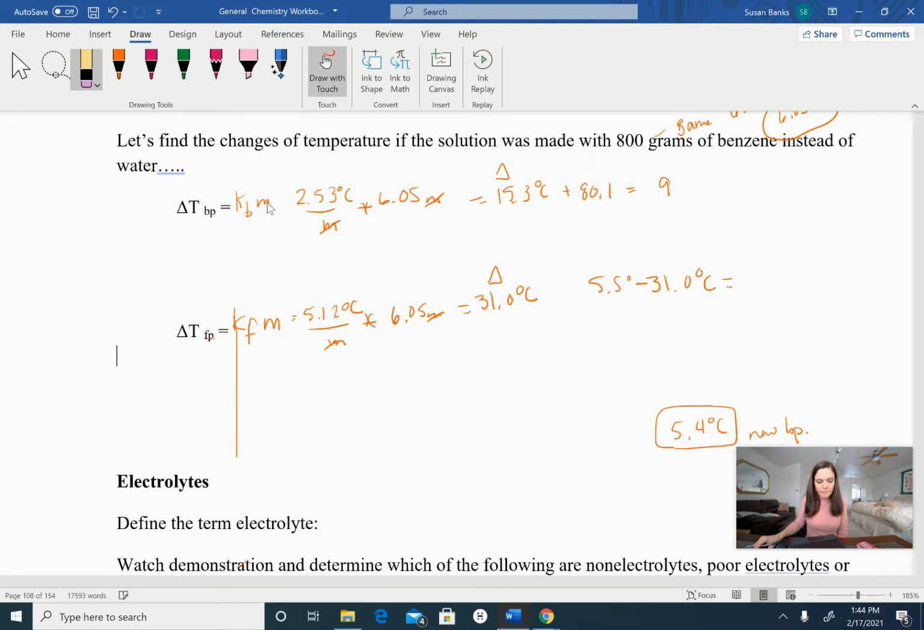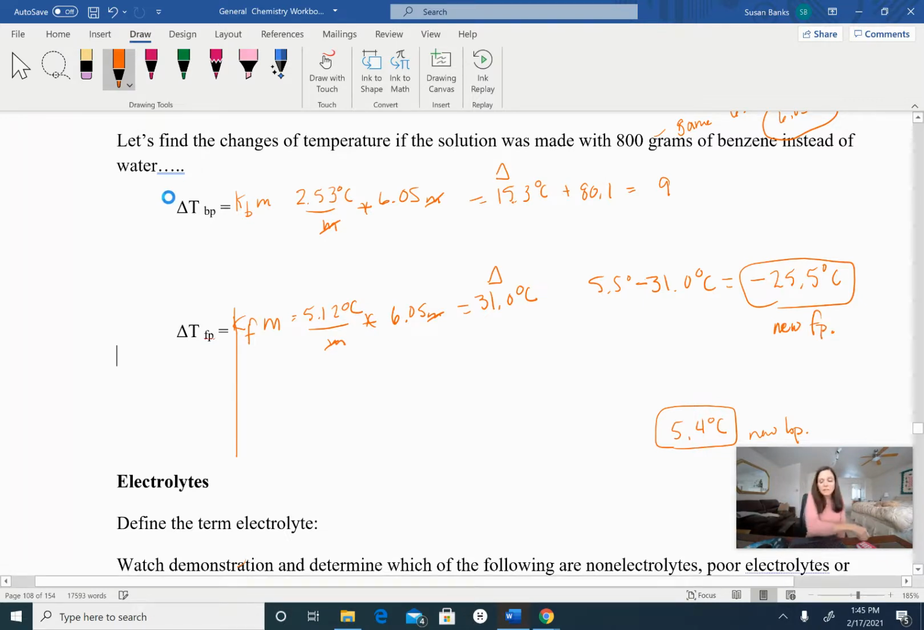Okay, now let's write that correctly. Negative 25.5 degrees Celsius. That is going to be our new freezing point of that solution. Okay, so by just adding some solute to our solvent, we can really change freezing points and we can really change boiling points pretty significantly.